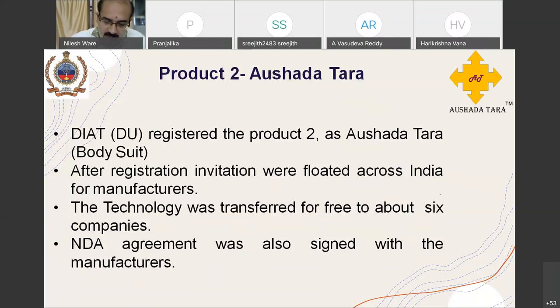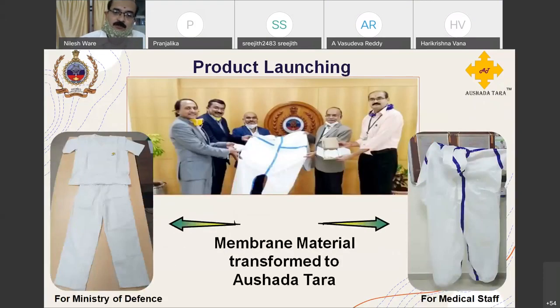But what I did, we launched this product called Aushada Tara. Again, a Sanskrit word, Aushada, medicine, Tara, you know that. So DIAT registered product number two, called Aushada Tara body suit. After registration, we invited manufacturers across. Six companies had come to us and an NDA was also signed. Again, only one company was found to be very successful. We developed our Aushada Tara PPE kit, which you could see in that photograph.